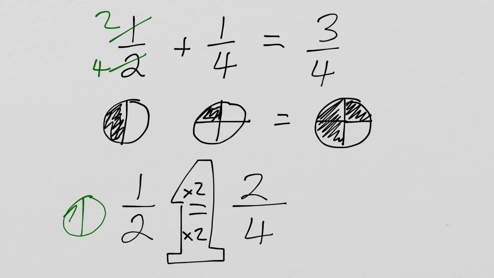A half, 2/4, same. Sorry about the scribbles there, but you can see it's the same. So now I've got 2/4 plus 1/4, and lo and behold, that makes 3/4. So that's how it's done.